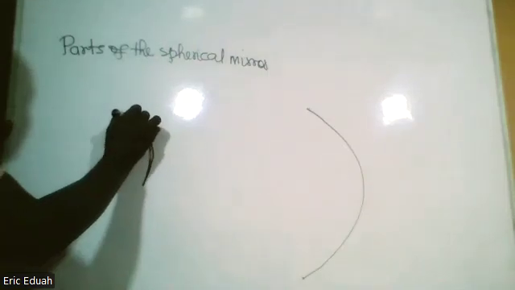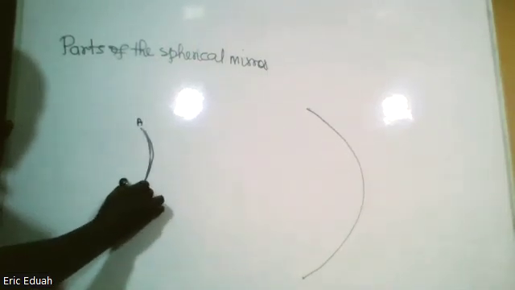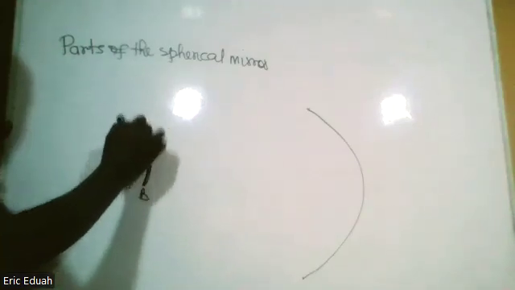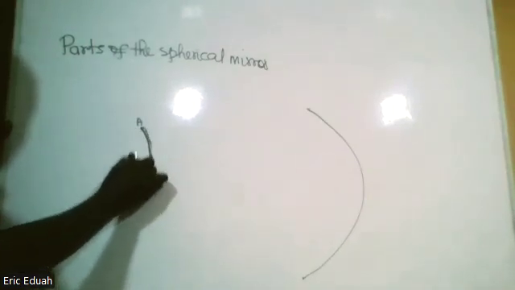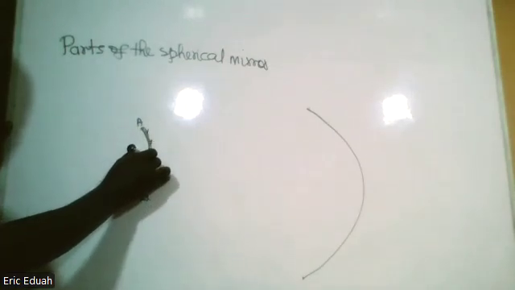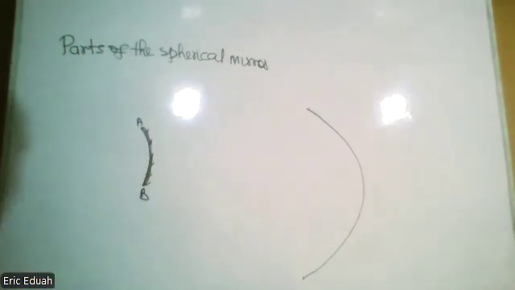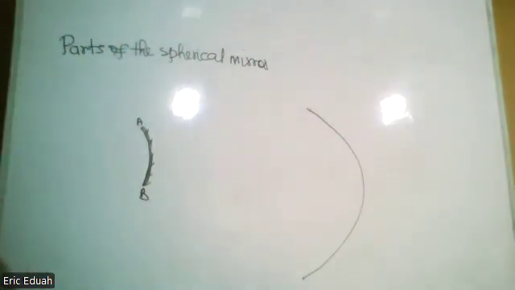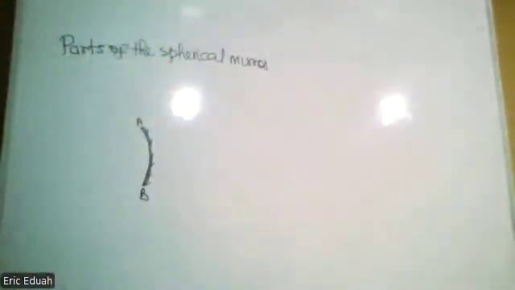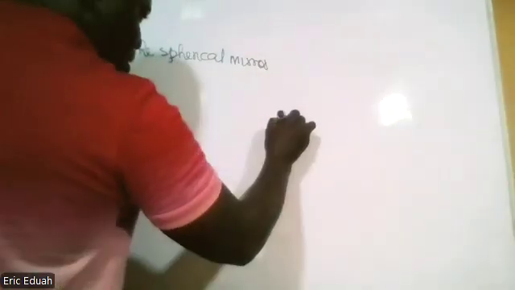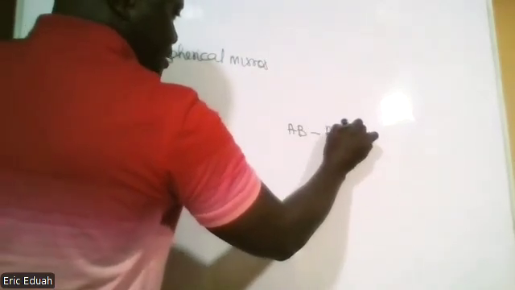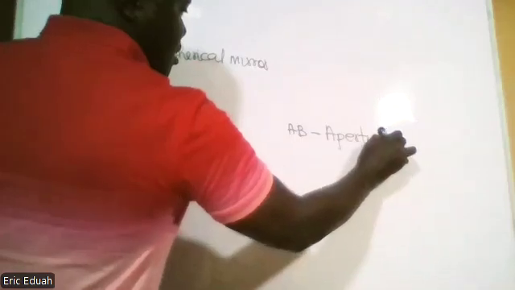Now, the size or the width of the mirror is known as the aperture of the mirror. So if concave, the back of it is coated. So AB, which is the width, is technically called the aperture. So AB is the aperture of the mirror.